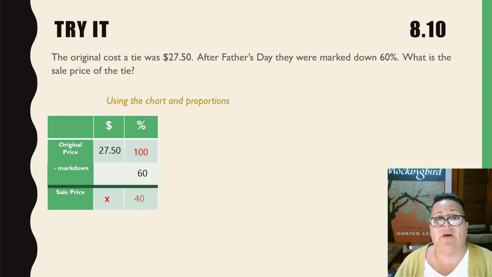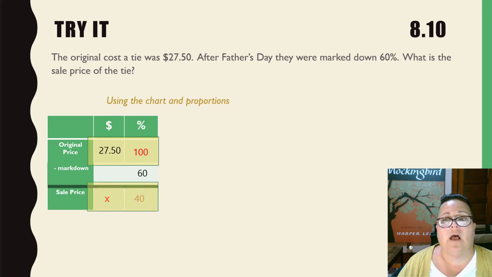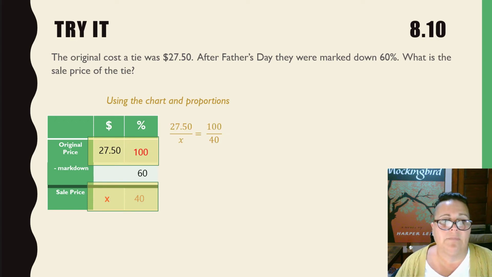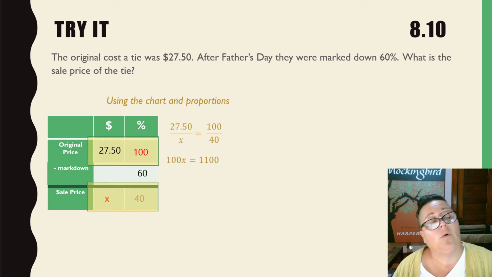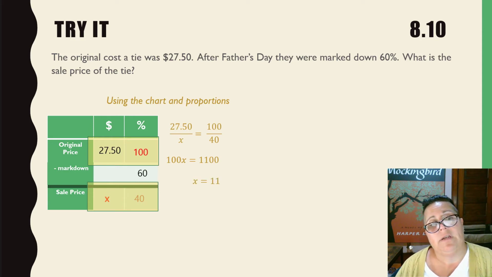Looking at this as we have others, if I take the first row and the third row, I can use these four pieces to set up a proportion, which is 2750 over X is equal to 100 over 40. Cross multiplying, I have 100X is 1100, and that means that X is 11.